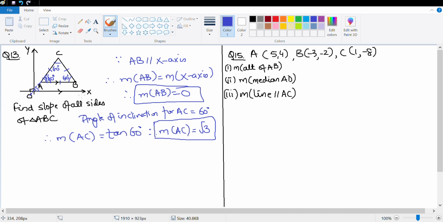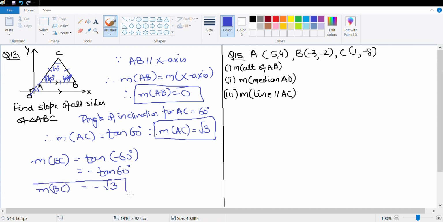And that brings me to the last part, which is the slope of BC. Now in this case 60 degrees is being taken in the clockwise direction, therefore the slope of BC is equal to tan negative 60 degrees, because this is a negative angle, which means this is equal to negative tan 60 degrees, which means this is equal to negative root 3. So the slope of BC is equal to negative root 3.